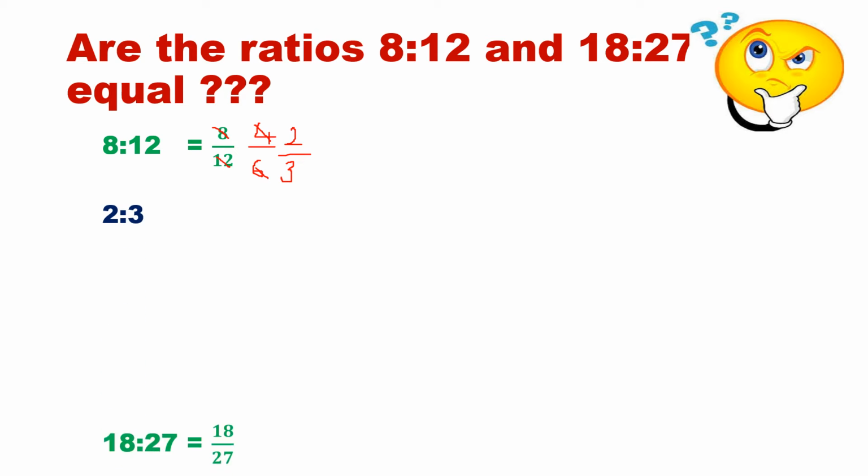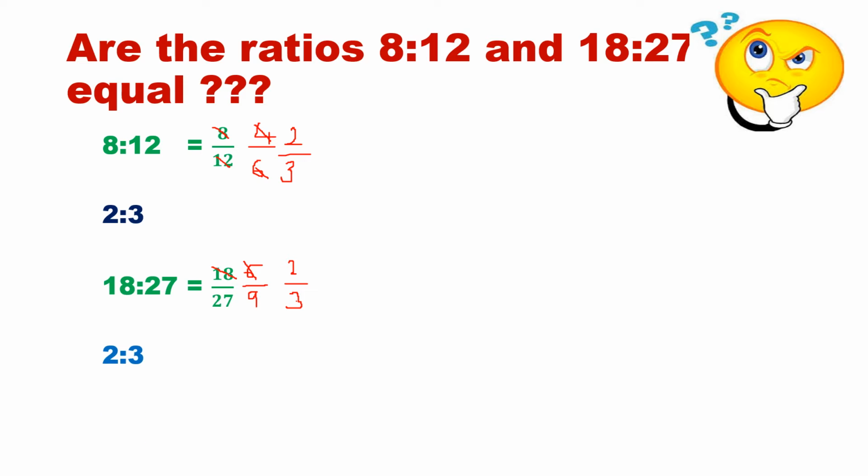Now let us try the next part. 18 is to 27. Let me solve it. 18 and 27 will go by 3, isn't it? So 3 6s are 18 and 3 9s are 27. Again I can cancel by 3. 3 2s are 6 and 3 3s are 9. So what do I get now? Again I get 2 is to 3.